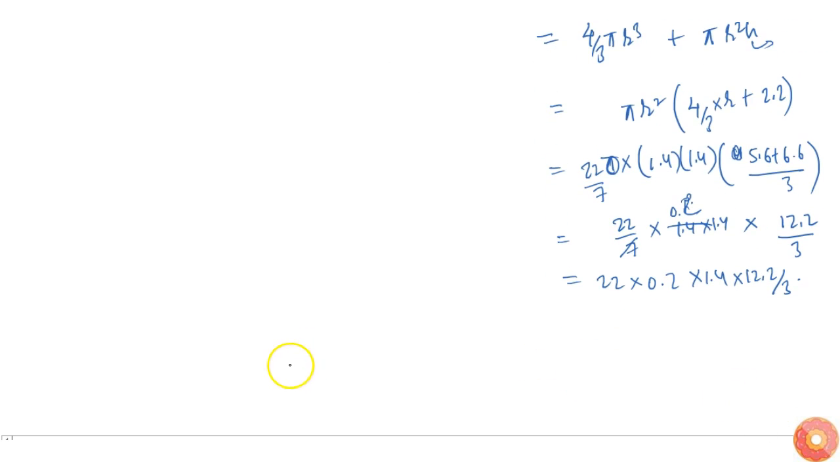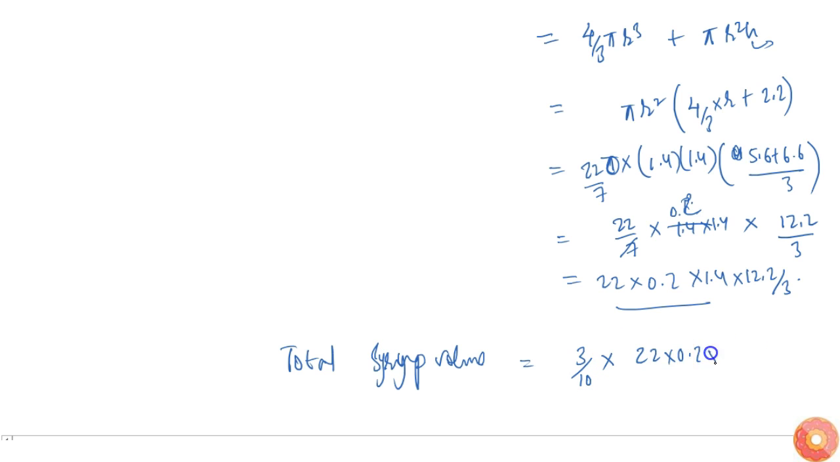Now total syrup volume will be equal to this volume of jamun into 30%, that is 3 by 10 into the volume of jamun, this into this into 4.4 into 12.2 whole by 3, into total number of jamuns, which is 45. So this will go, this is 5 2s and 5 9s.